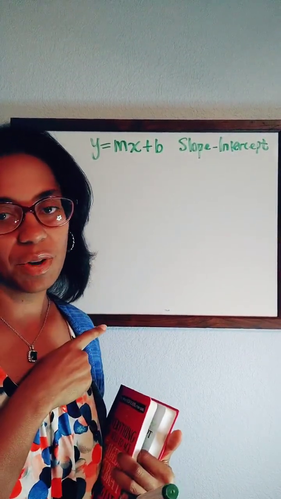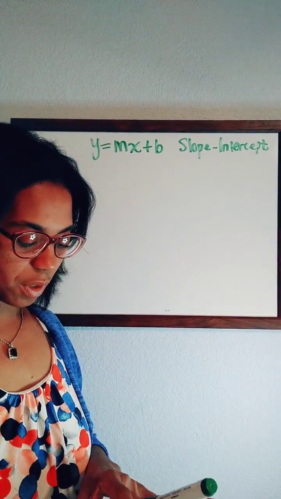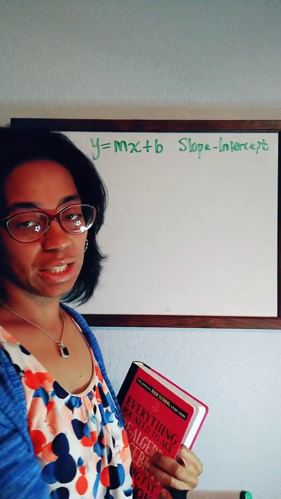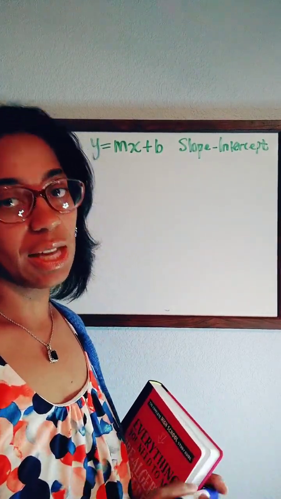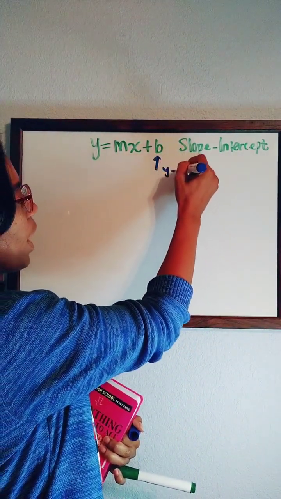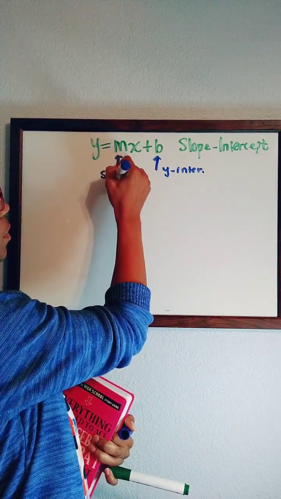This is the easiest way to graph. The easiest way to graph. Like, for real. You just have to know what everything represents in the formula. This right here is going to represent my y-intercept. This right here is going to represent my slope.